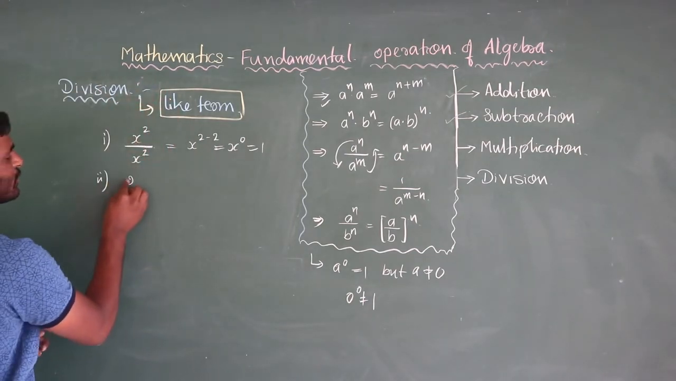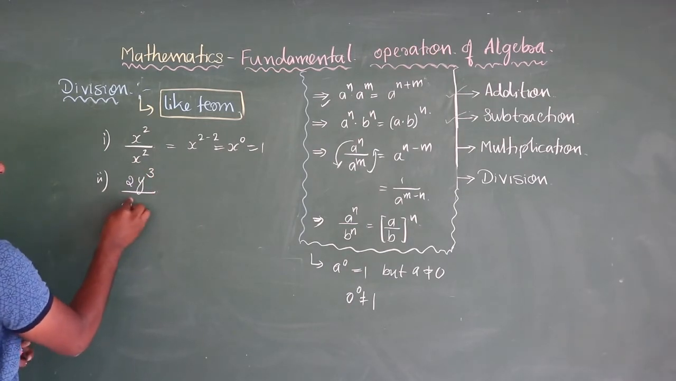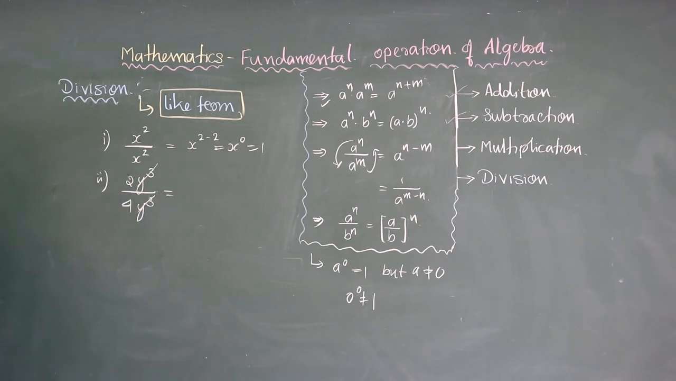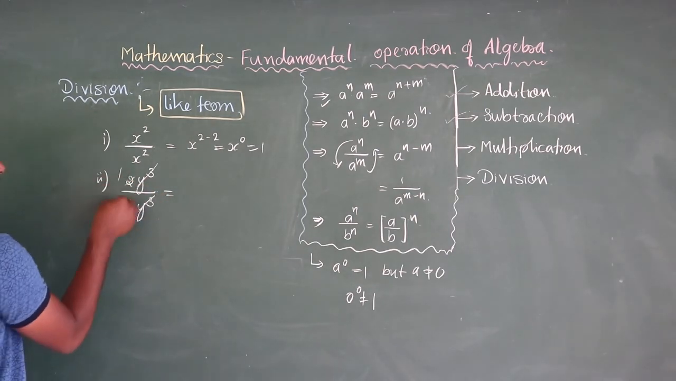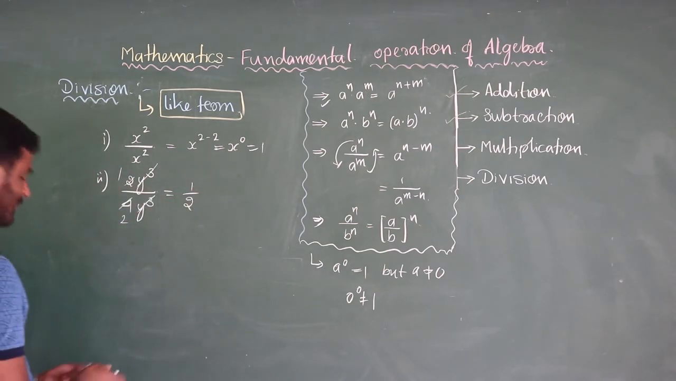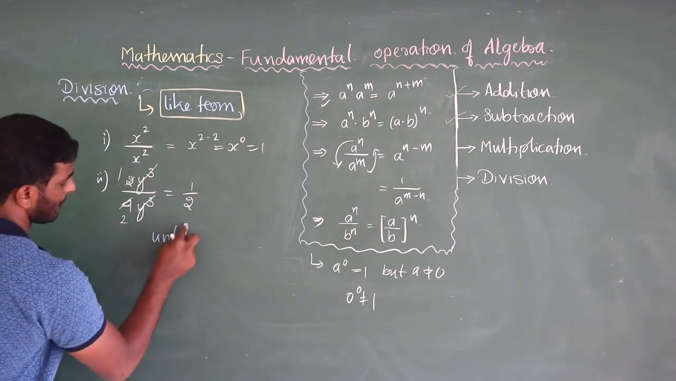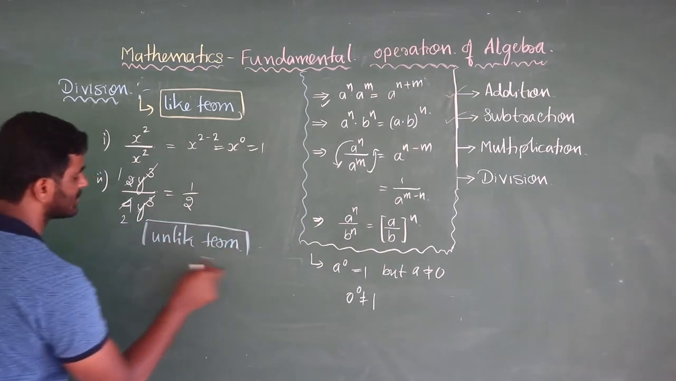So there is 2 times y to the power of 3 divided by 4 times y to the power of 3. In this case, we can cancel the y cube and y cube, and 2 1s are 2, 2 2s are 4. Hence the answer is 1 by 2. That's it. So we'll move on to the next one. It's unlike terms. Unlike terms is different.